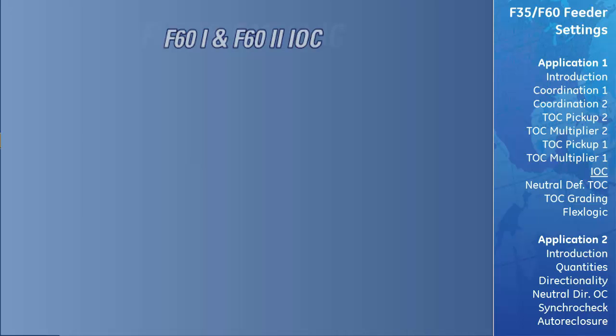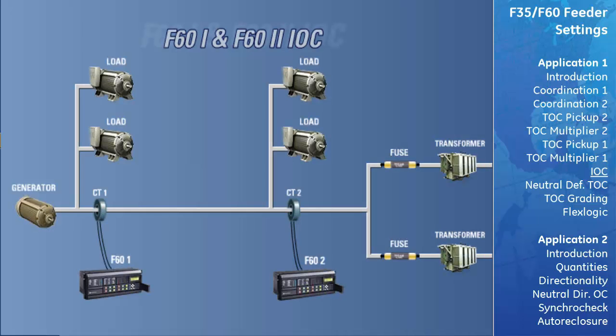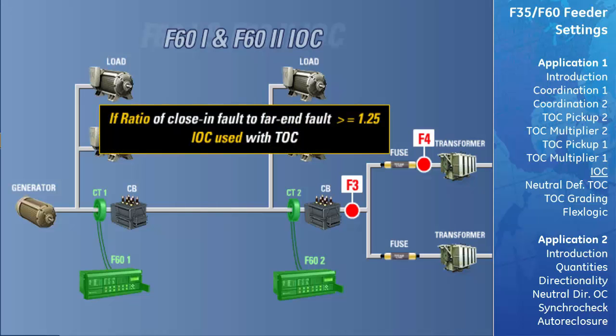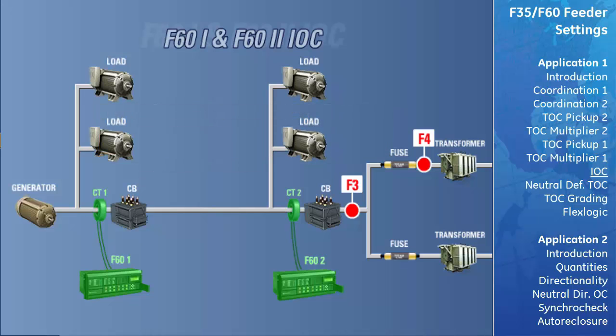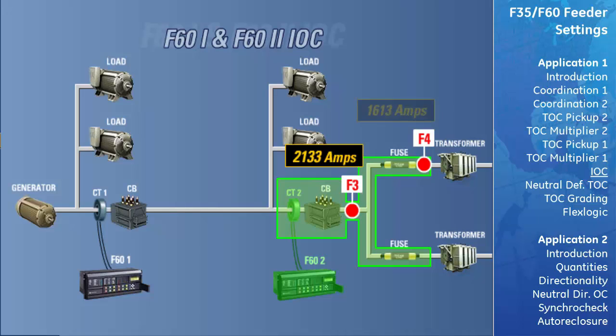We will now look at the phase instantaneous overcurrent settings for both the F60 I and F60 II relays. For feeder applications, if the ratio of the close-in fault to the far-end fault is 1.25 or greater, the phase instantaneous overcurrent element is used in conjunction with the time overcurrent element. In the case of F60 II's zone of protection, a close-in fault at F3 will result in a fault current of 2,133 amps, while a far-end fault at F4 will result in a fault current of 1,613 amps.